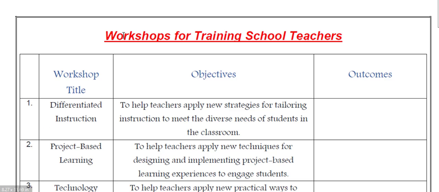Here it is divided into 3 columns. The first one is for the workshop title, the second is for the objectives, and finally we have the outcomes. The first workshop that we're going to talk about, and it is very important for any school to present and to prepare, is a workshop that discusses differentiated instruction.